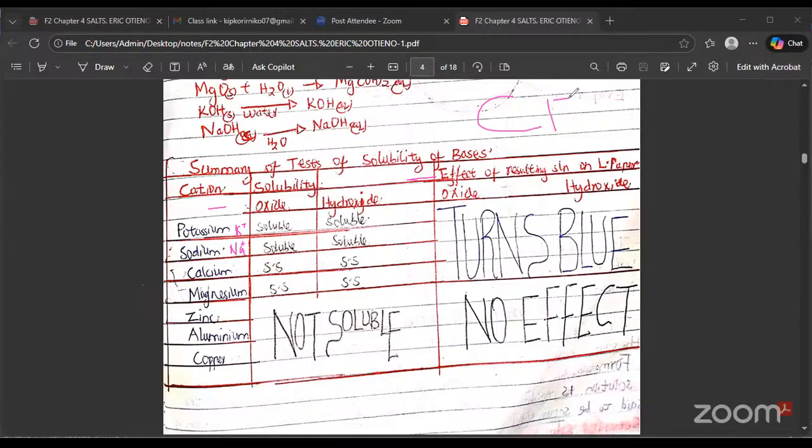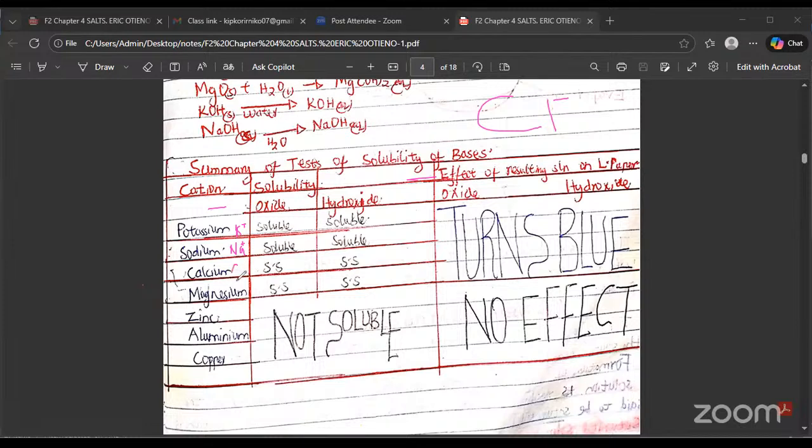So we'll be doing the test for cations in form 3 and form 4. In form 4, it is in the next topic, which will be acids, bases, and salts. So when you'll be doing that one, you will touch on that one.